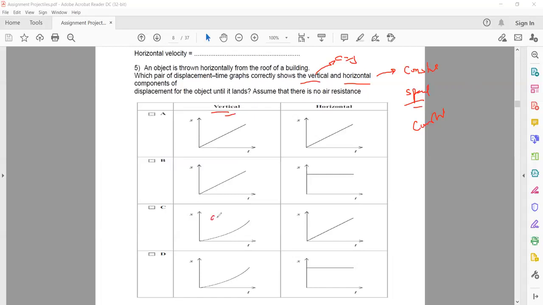This graph shows it is accelerating vertically, and this shows it is moving at a constant speed because the slope is constant. Here the slope is increasing, so the speed is increasing. It means it is accelerating. That's why C is the right answer for this. Is it clear? Question 5.